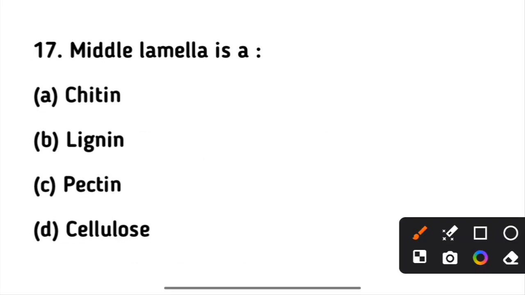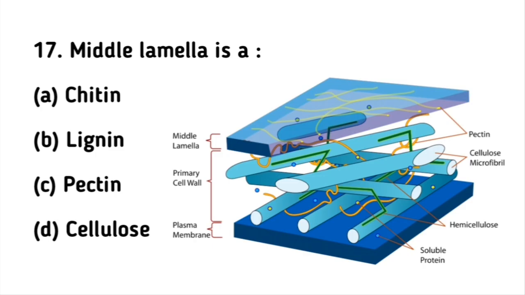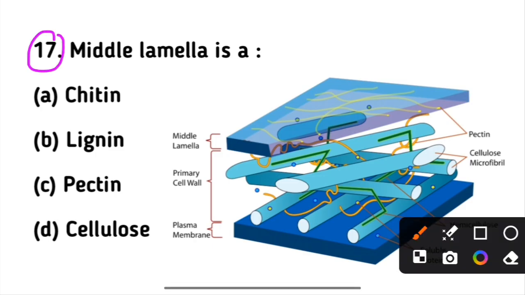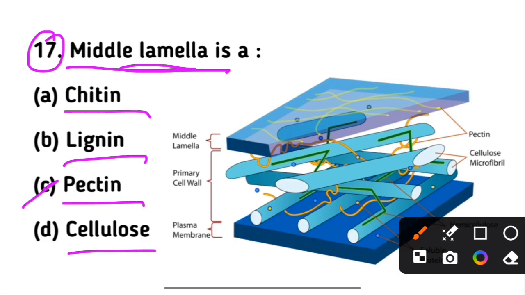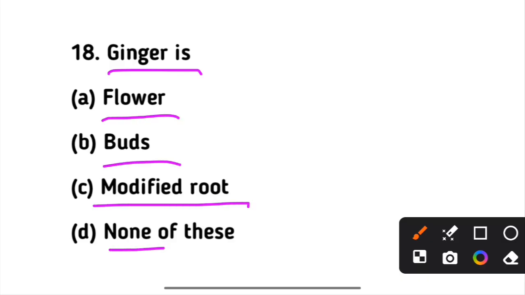Next question. Middle lamella is a chitin, lignin, pectin, cellulose. Option C is correct. Middle lamella is a pectin. Again, question 17. Middle lamella is a chitin, lignin, pectin, cellulose. Option C is correct. Middle lamella is pectin, as given in the diagram. Next question. Ginger is a flower, buds, modified root, none of these. Option D is correct, none of these. Ginger is a rhizome.